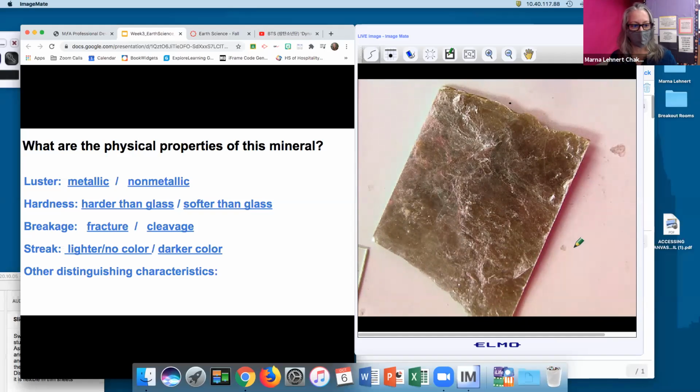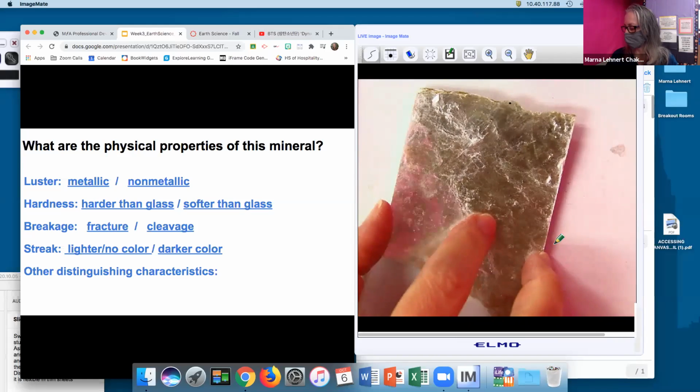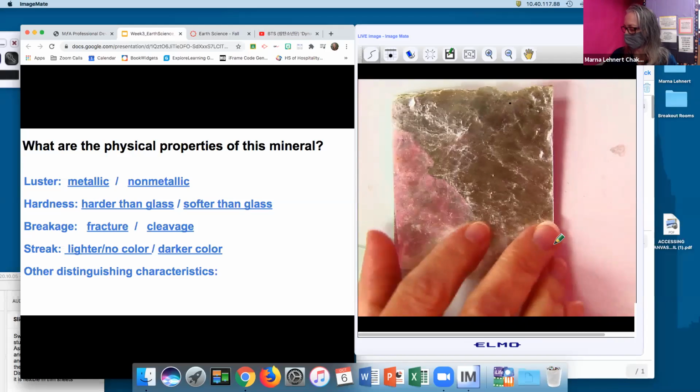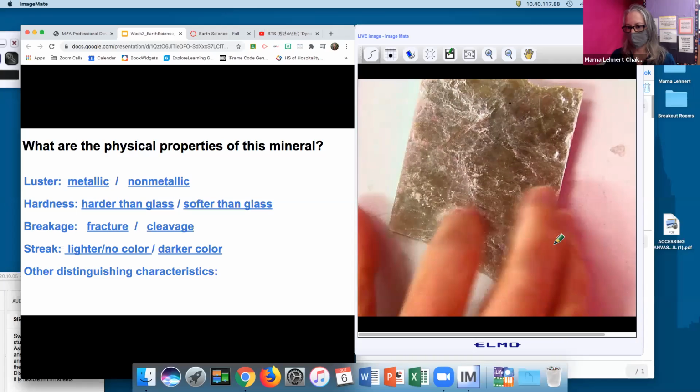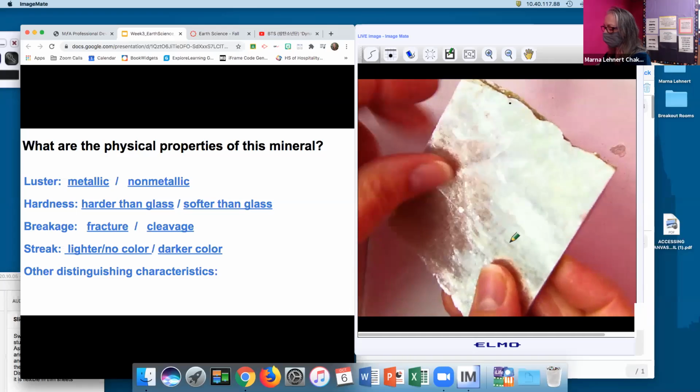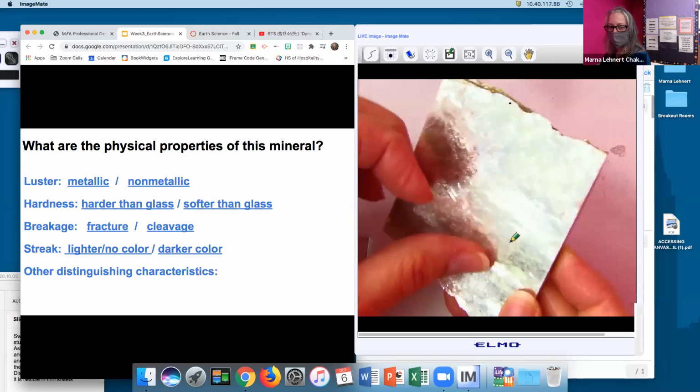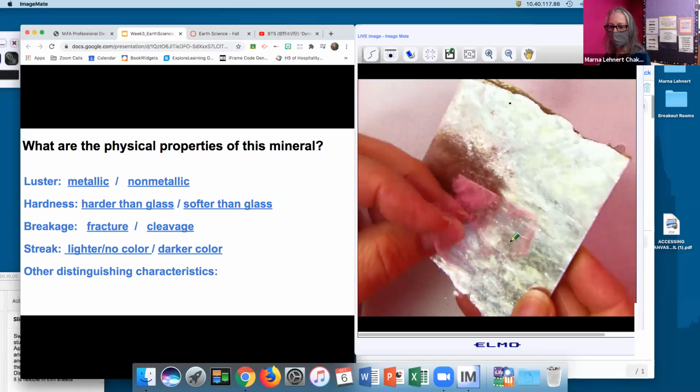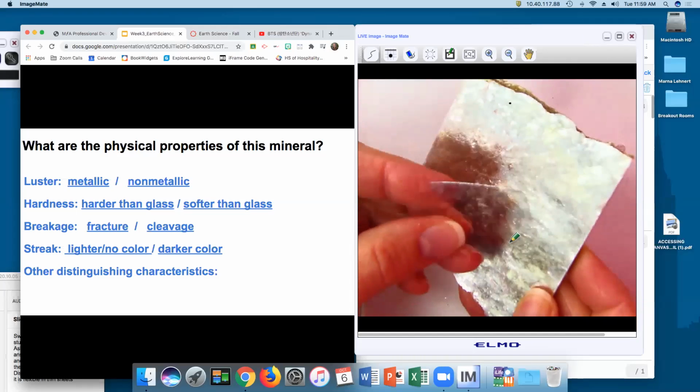So first of all, luster. What do you think? Do you think this is metallic or non-metallic? I can actually pick up some pieces of it. So you can kind of see, it's kind of like a flaky mineral. You can actually see through this little piece. Can I say something really quickly?